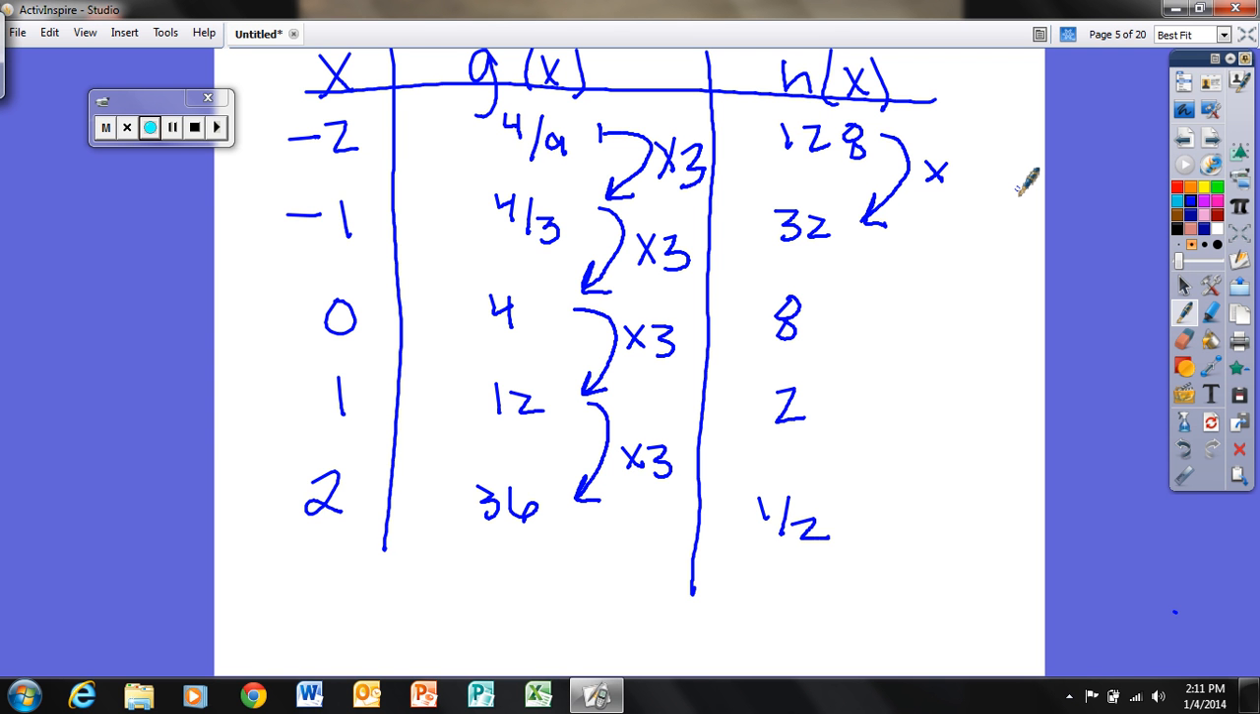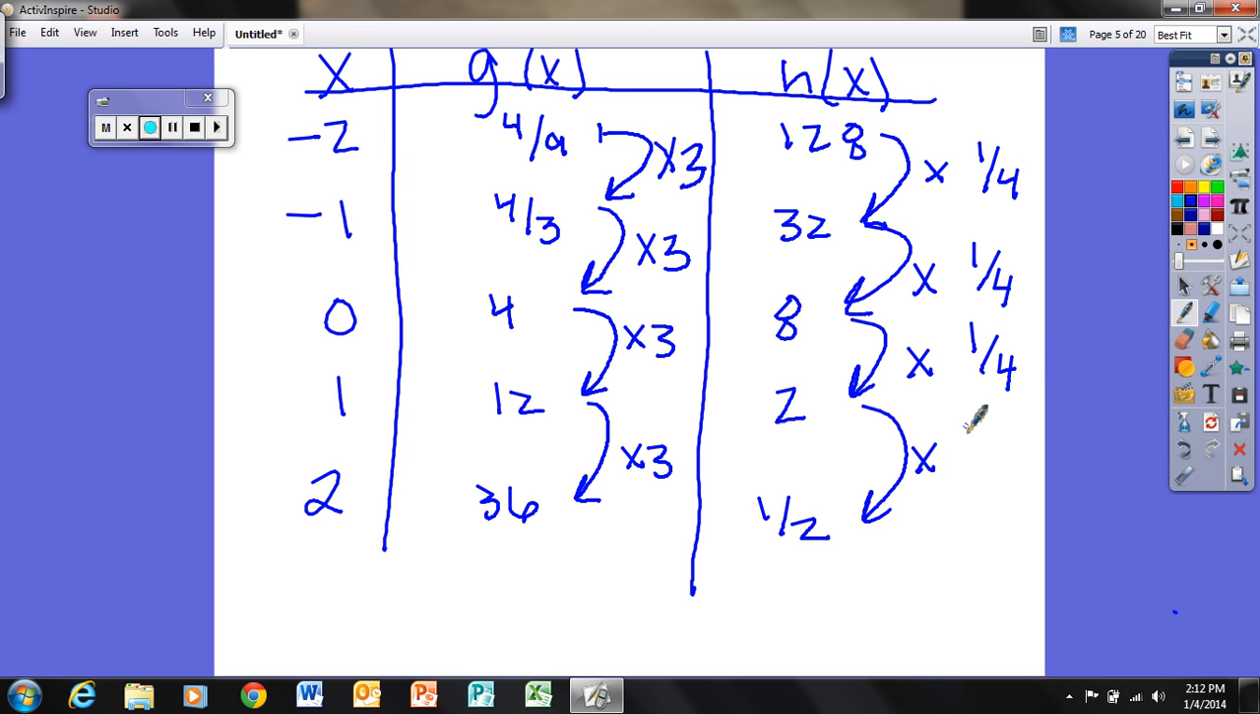Remember, multiplying by a fraction means that you're going to decrease the value. So in this case, we're multiplying by 1/4, or the same as dividing by 4, remember? Alright, so now we have all the information that we need, and we can write our equations.